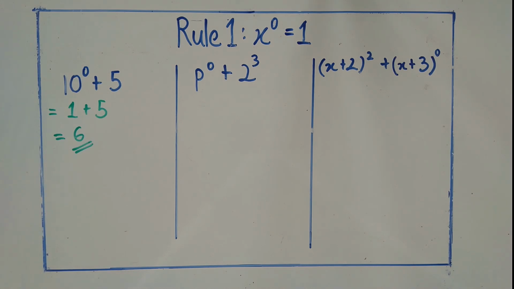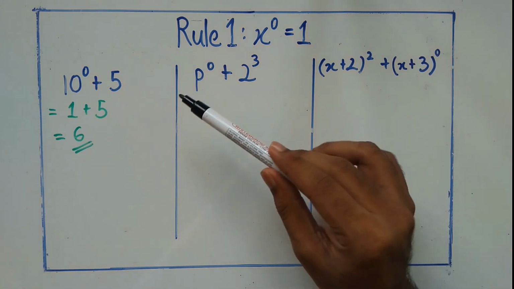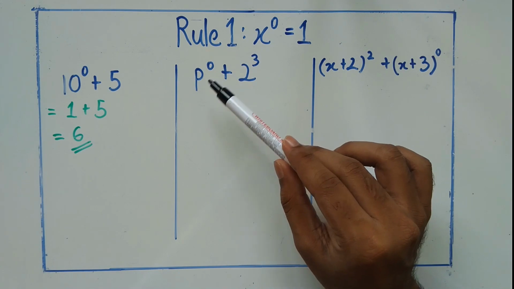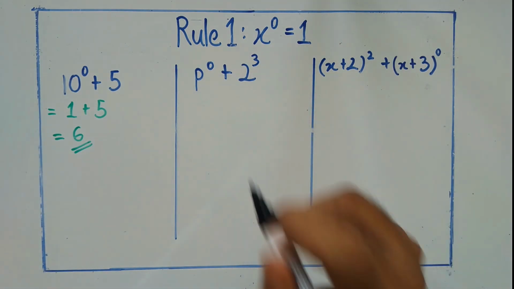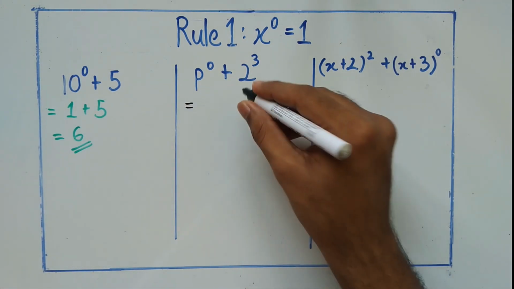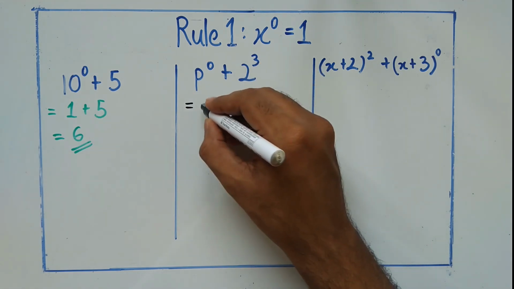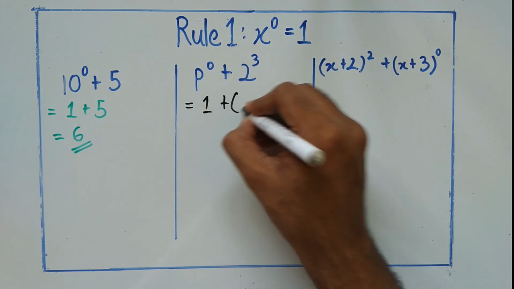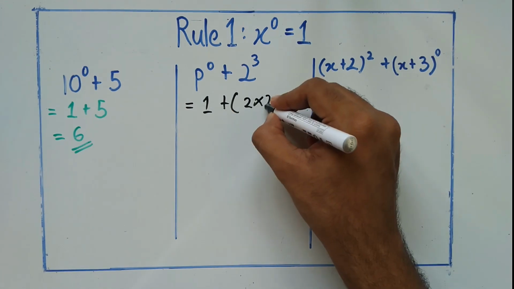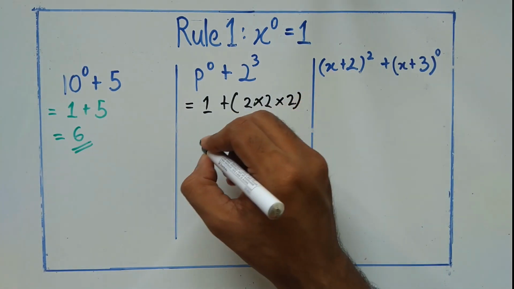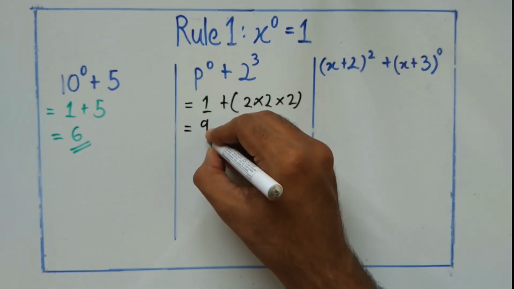In the next example, p has a power of 0. We equate this to 1 and solve for 2 to the power of 3. We get 9.